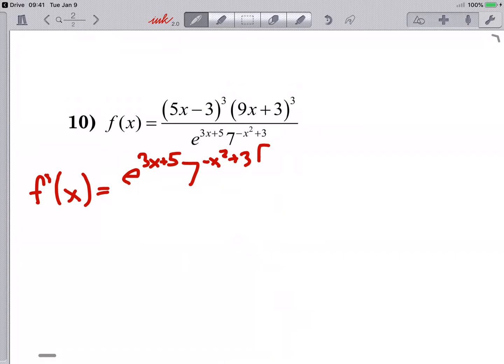Times d high. I'm going to put it in brackets. So I'm going to have 3, that quantity to the second, and then times the derivative of the inside, which is 5. So I'm really going to have 15, 5x minus 3 squared. Copy down the other part.